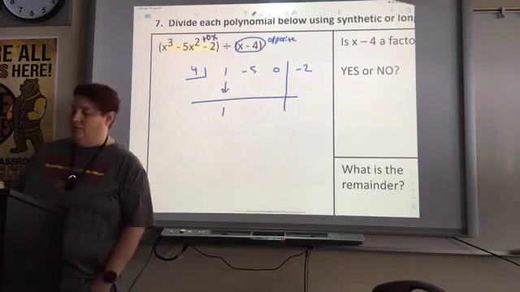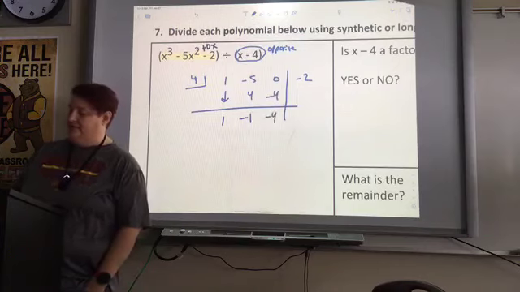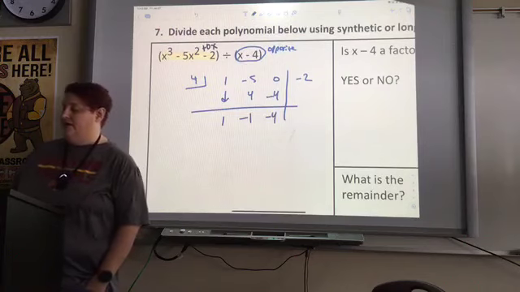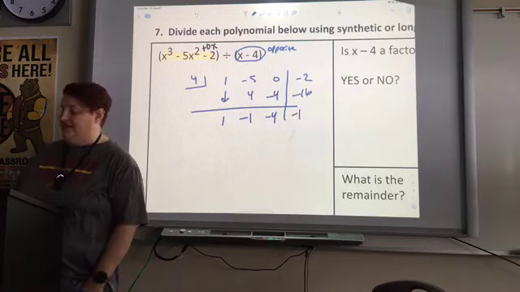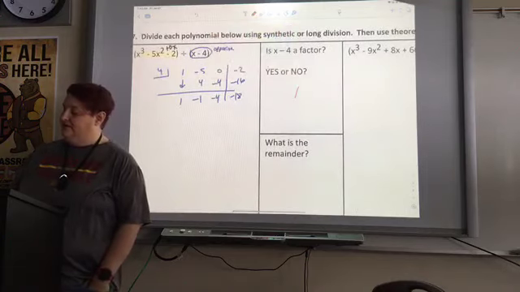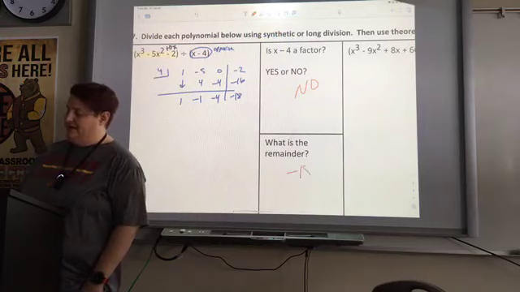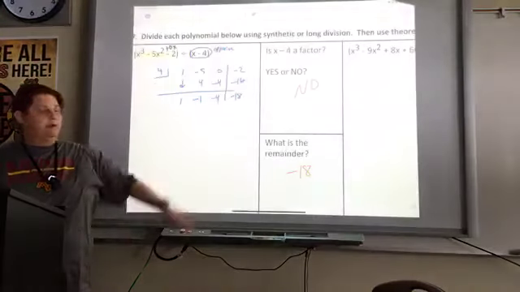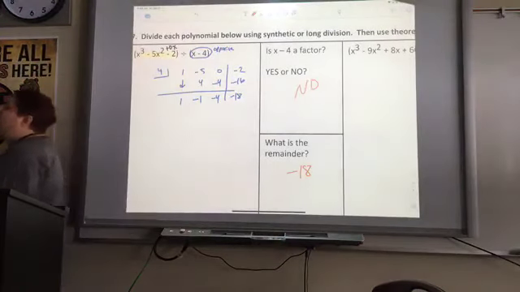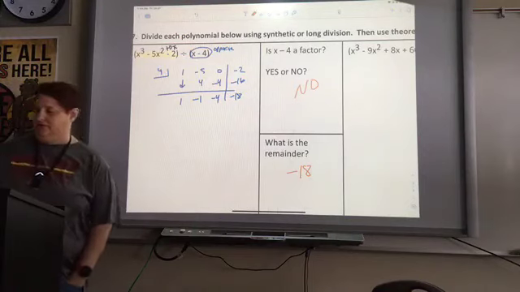Okay? So my synthetic division goes like this. Bring the 1 down. 1 times 4 is 4. That's -1. -1 times 4 is -4. That's -4. -4 times 4 is -16. That's -18. So this is not a factor, and the remainder is -18. It has to equal 0 to be a factor. But just don't forget, if it's missing any terms, to put in a 0 in place of that.